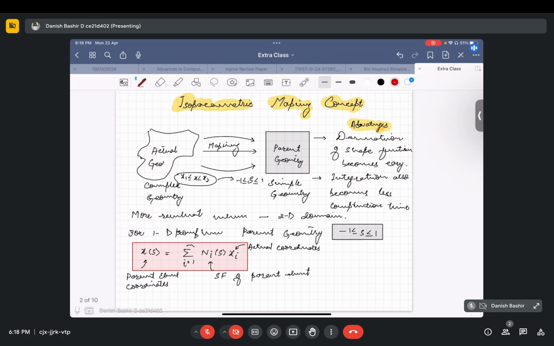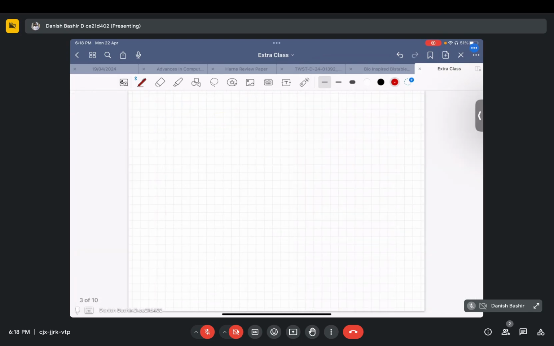Let's look into this concept more with the help of an example. For example, I consider a three-noded element, like this. It is having some irregular nodes: one node, second node, third node, and their coordinates are x1, x2, x3. They are not placed at equal distance. It is the actual element.